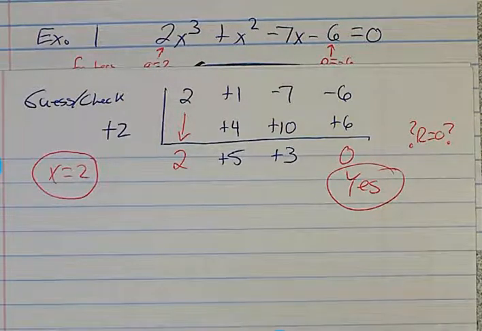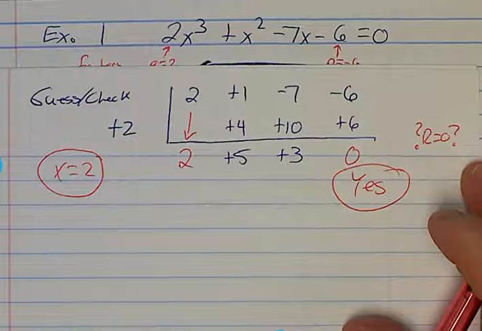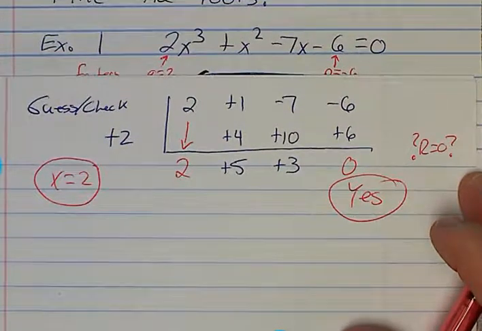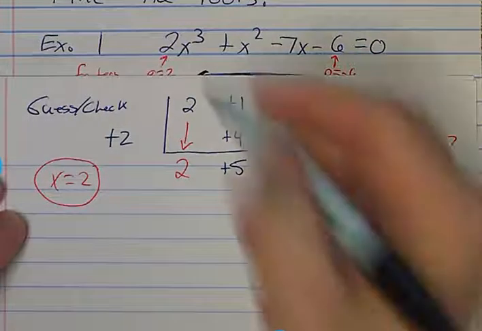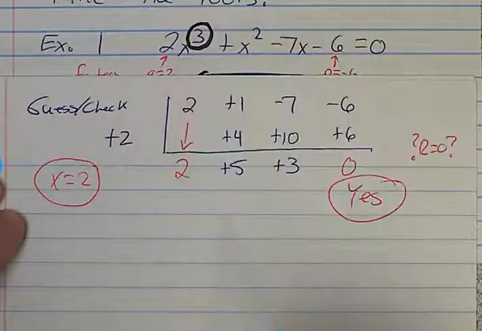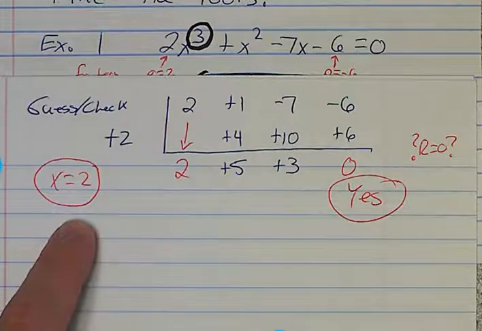And here's the next question. How many solutions are we looking for? And how do we know how many we're looking for? Anybody remember? What's the highest power term up there? 3. Guess how many answers we're looking for? 3. We've got to find 3 solutions. We've got 1. We've got to find 2 more.